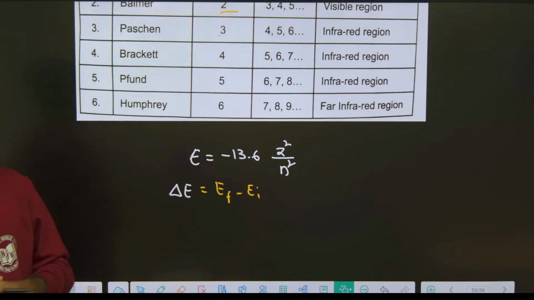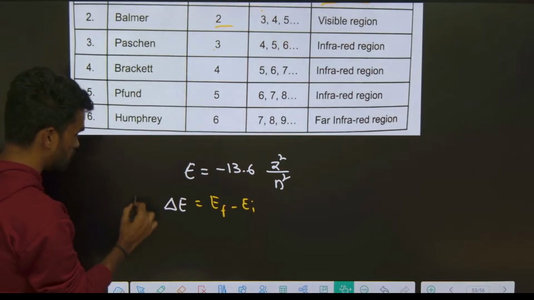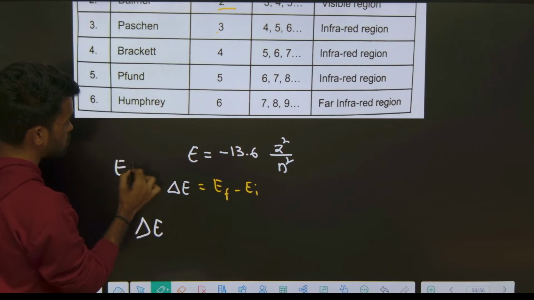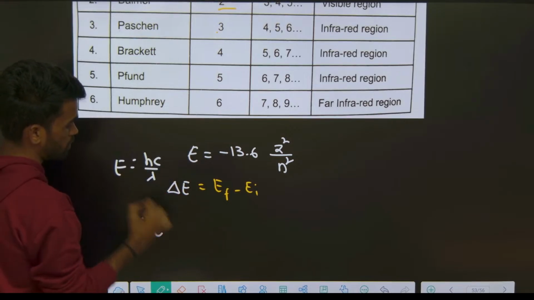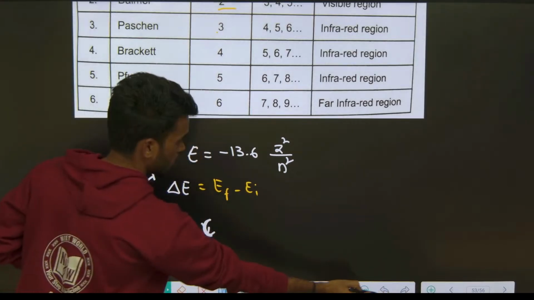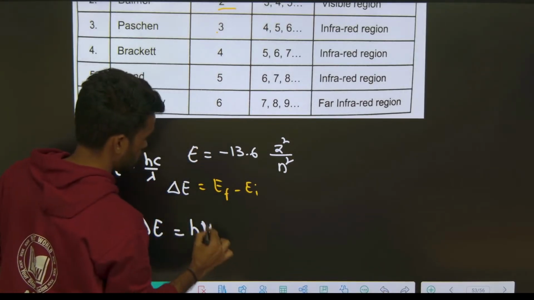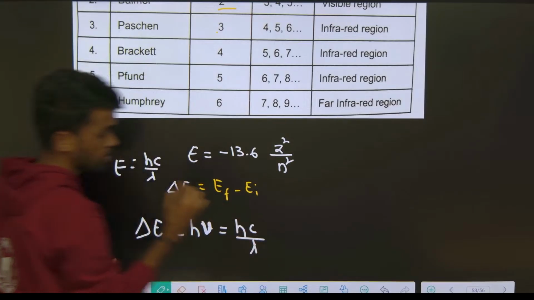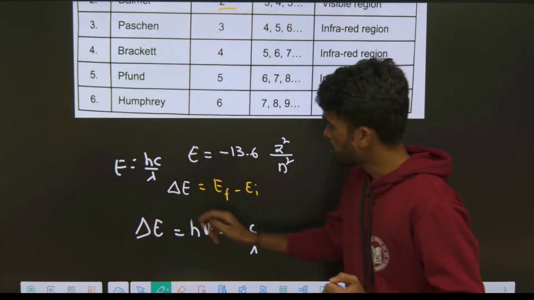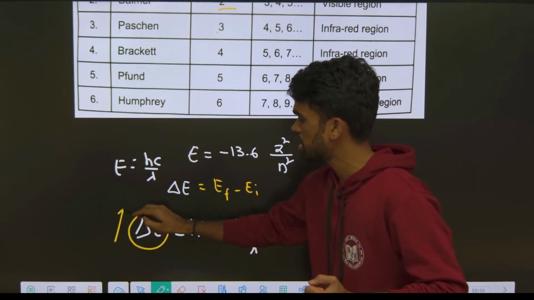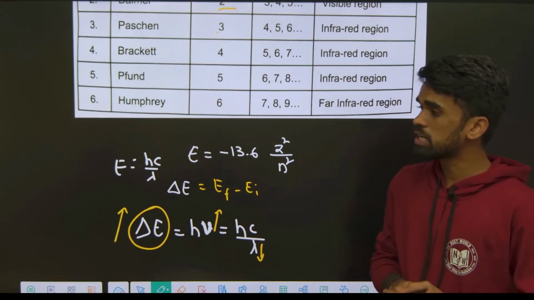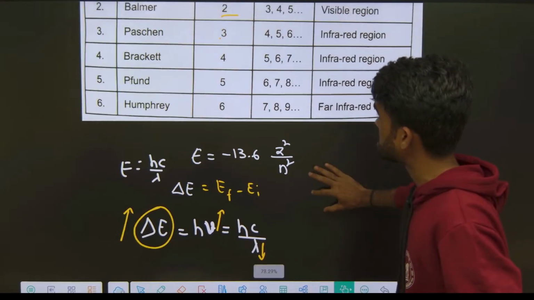What about the energy and wavelength relation? E equals hc by lambda, or h nu. My explanation here is that maximum energy difference means maximum frequency and minimum wavelength. So now the question in the exam will come like this.